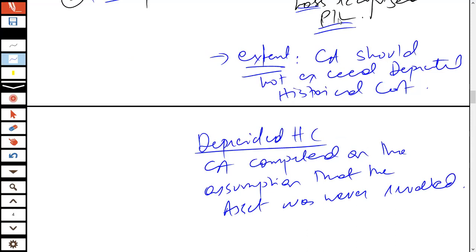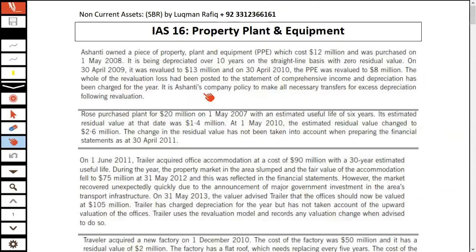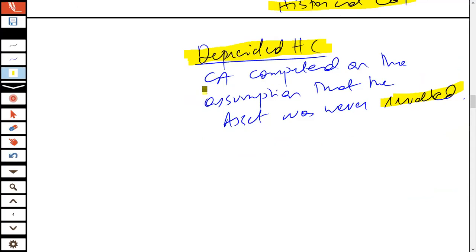So what actually happens is that when you have to reverse the loss in the P&L, there is a maximum limit to which you can reverse it. That is, you can reverse it to a maximum of the depreciated historical cost. And what is that depreciated historical cost? It is the cost or the carrying amount of the asset had there been no revaluation. This is going to be considered as your depreciated historical cost. Now, this is a general measurement with respect to the cost model and the revaluation model.